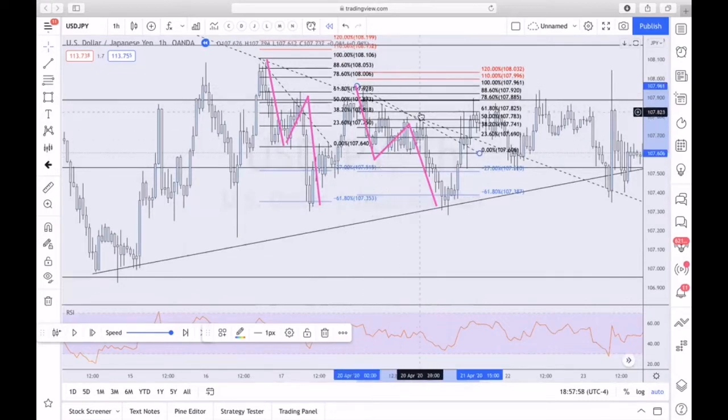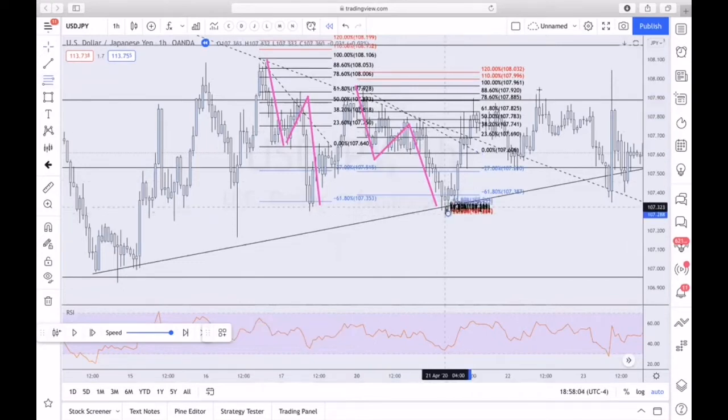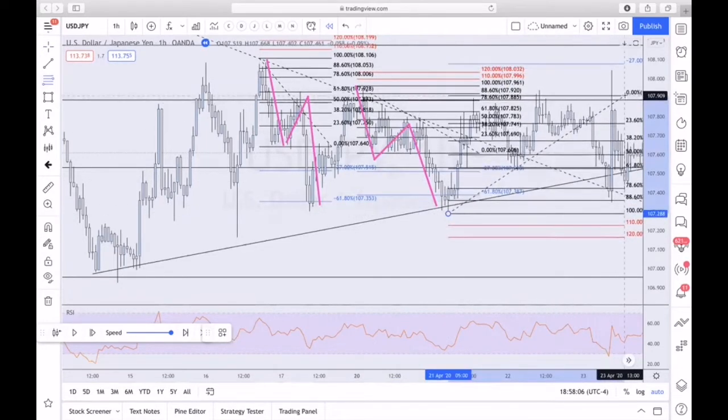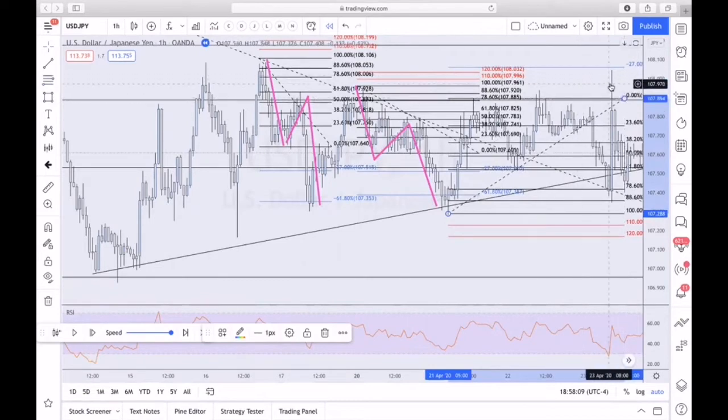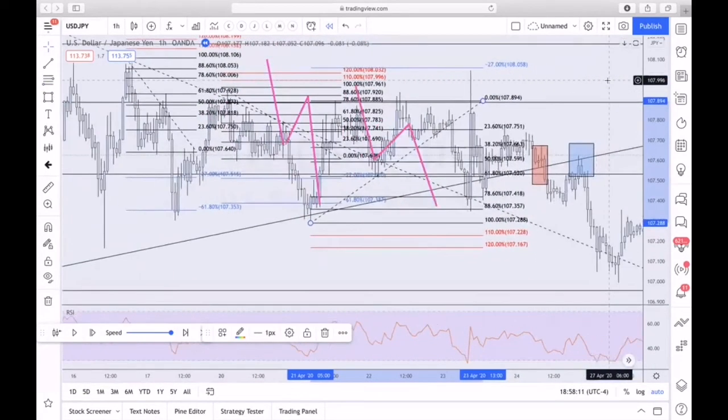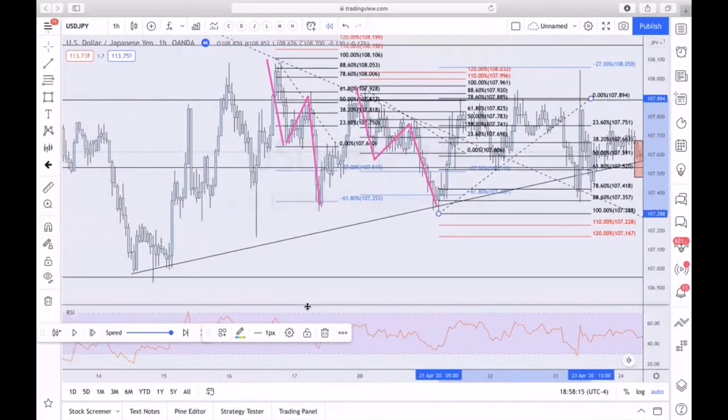Point A, point B, price pulled back, hit negative 61.8, then went into this uptrend. Even if we put a fib on that uptrend structure, we have point A, point B, price hit our negative 27, then reversed, all right? We have that happening back to back to back. But again, you have to be able to see both structures.